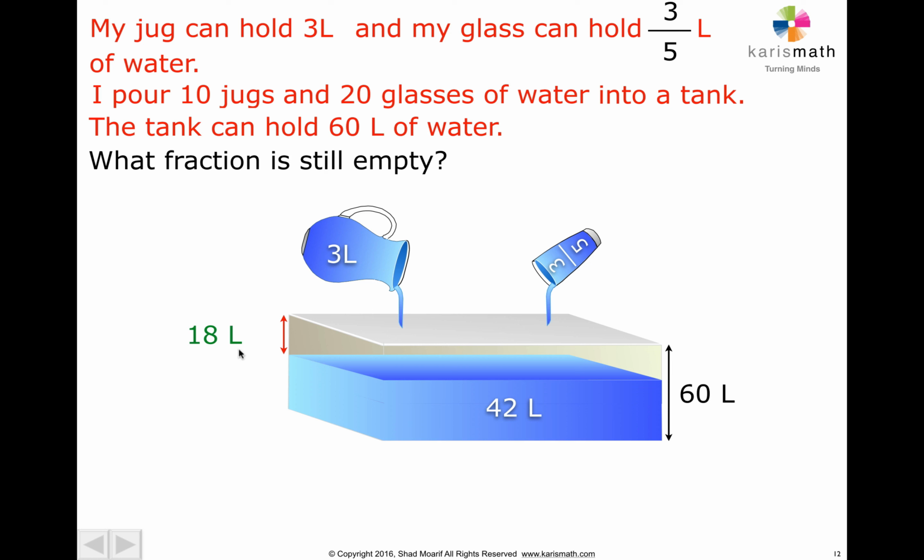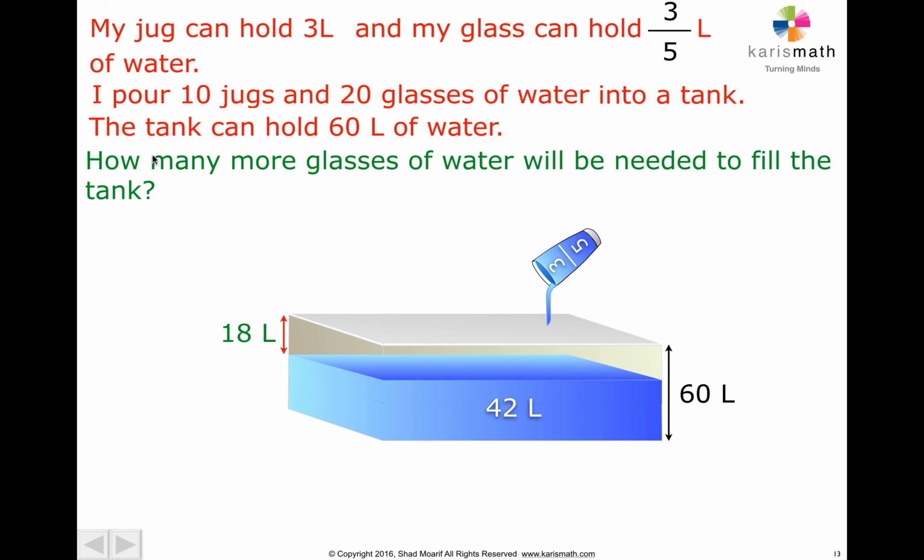And what fraction is this of the total tank? Well, it's obviously 18 out of 60, because the total tank capacity is 60. 18 out of 60 reduces to 3/10. So what fraction is still empty? Well, 3/10 are still empty. But let's look at this question. There's one more question here.